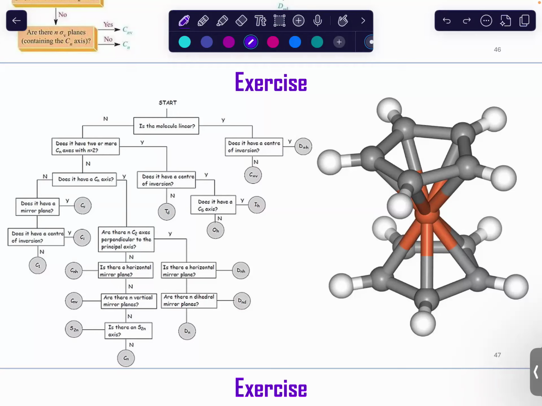Here's a question. What's the hapticity of this molecule? 5. Because each one of these carbons is simultaneously bonded to the atom in the center, so it's like the hapticity of that little pentagon. Are there NC2 axes perpendicular? I don't think there are. Is there a horizontal mirror plane? Yes. So C5H? No, that just doesn't feel right. Nope. There's one that you missed.